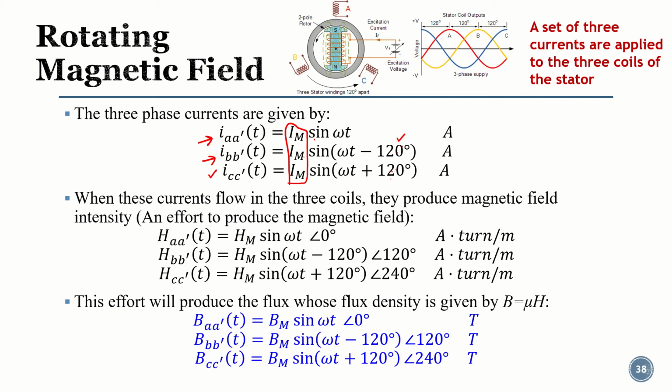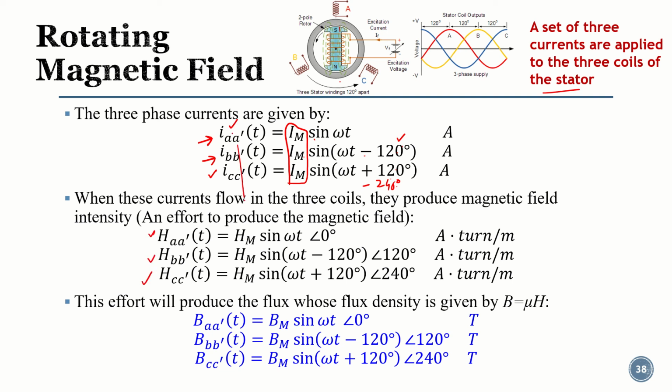Minus 120 or plus 120. Or we can say minus 120, and if you add another, minus 240. So minus 240 or plus 120 degrees is the same. Basically, a set of three currents are applied to the three coils of the stator. Now because of these input currents, we will get three magnetic fields, right?